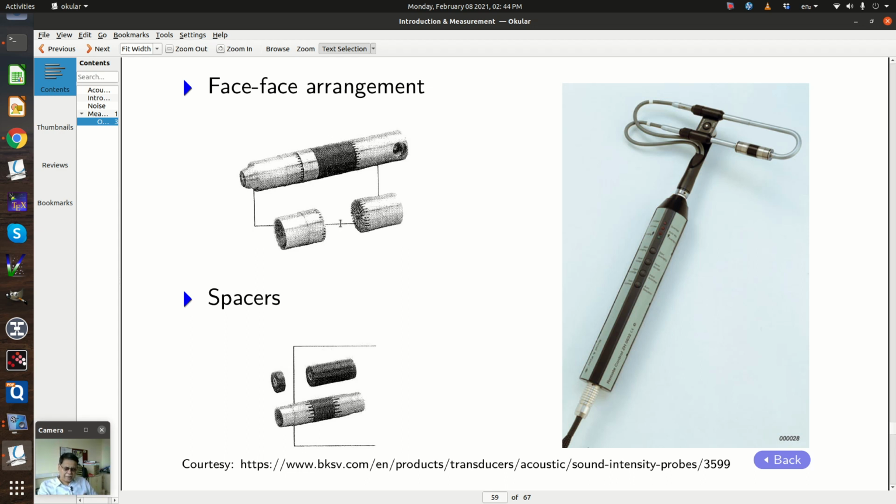We will see shortly the need for a spacer. There are spacers of different lengths. You can see a longer spacer here, which is typically 50 mm. This is a short spacer, 6 mm. This is possibly 12 mm or something a little longer. So this is the typical intensity probe which is used.